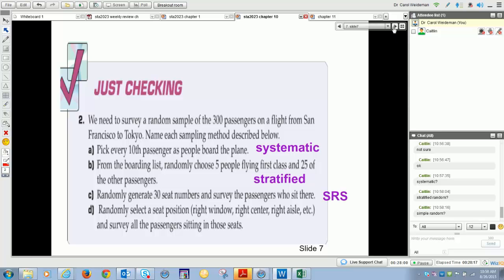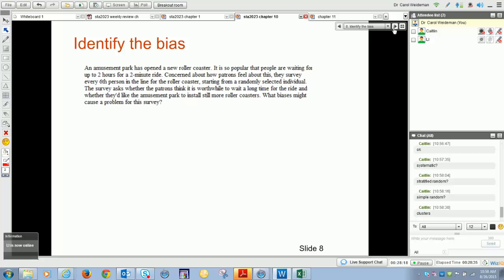Simple random. Very good. And then lastly, randomly select a seat position, right window, right center, right aisle, etc., and survey all the passengers sitting in those seats. That's cluster. Excellent. Very good. Okay, just a couple more on here to get you thinking a little bit about bias.